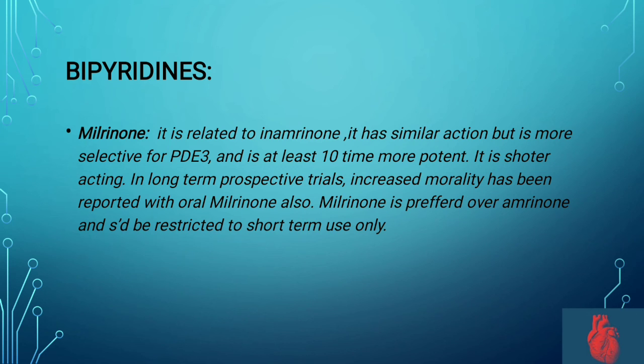PDE3 inhibitors are drugs which inhibit the action of phosphodiesterase enzymes. It is at least 10 times more potent and shorter acting. In long-term prospective trials, increased mortality has been reported with oral milrinone also. Milrinone is preferred over inamrinone and should be restricted to short-term use only.